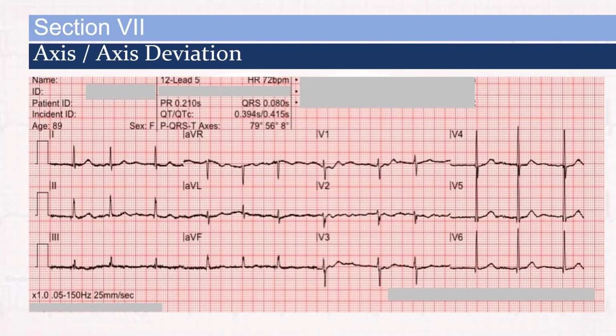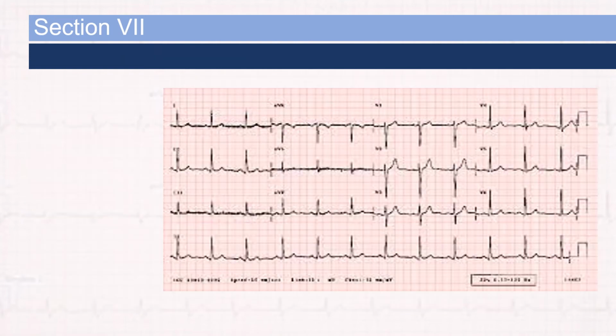Using this printout, how do you think you could quickly determine the axis? Well, if you guessed that you could look at the PQRS-T axes and see 79, 56, and 8 degrees respectively, you look at the QRS axis, 56 degrees. But you can confirm that by just looking down at the QRSs. They're upright in 1, upright in 2, upright in 3, upright in AVF. So that's a normal axis.